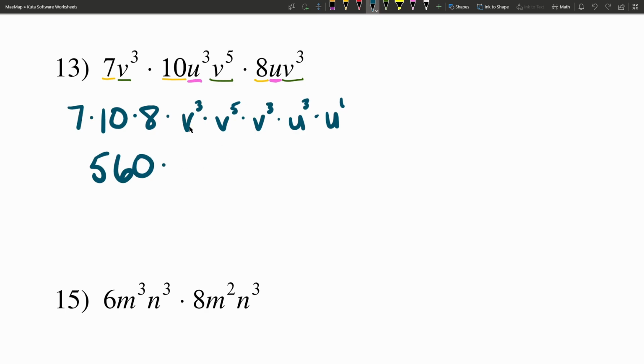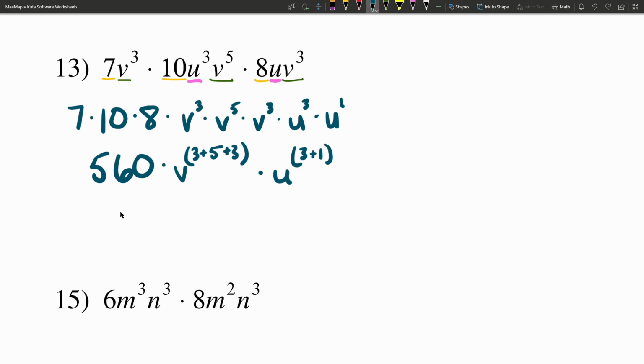560. And then in order to multiply my next three terms together, since they all have the similar base, I will add those exponents. So this is going to be multiplied by v to the 3 plus 5 plus 3. And then lastly, my base of u will be to the 3 plus 1.